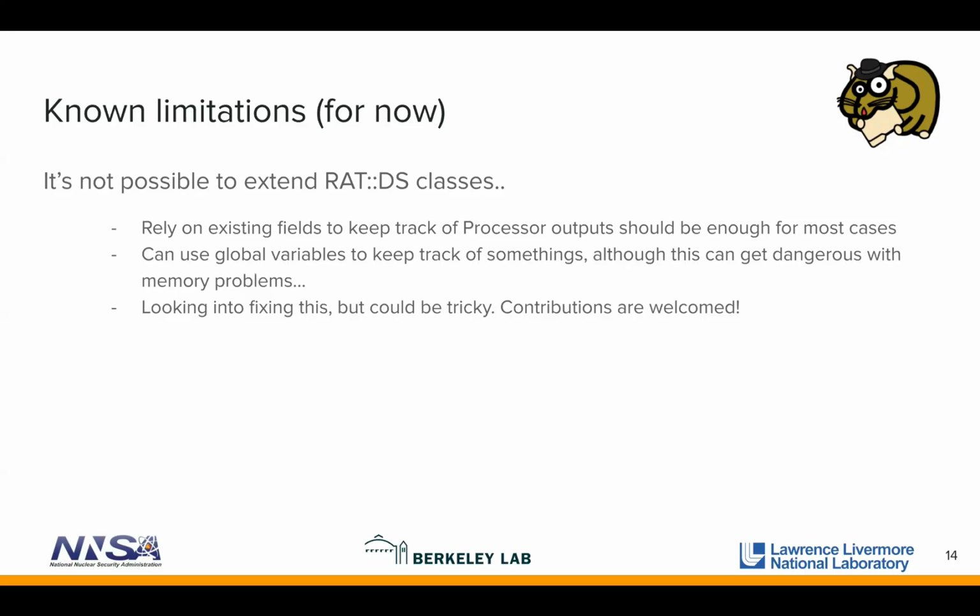So a couple of things you could do to circumvent this: you could rely on existing fields, obviously, to keep track of processor outputs. We aim to make the DS structure as generalized as possible, so that 90% or 80% of the time, probably, you should be able to find a field that fits your need in the DS already. And if not, talk to us. We're probably happy to add those fields to ratpac-two as well.